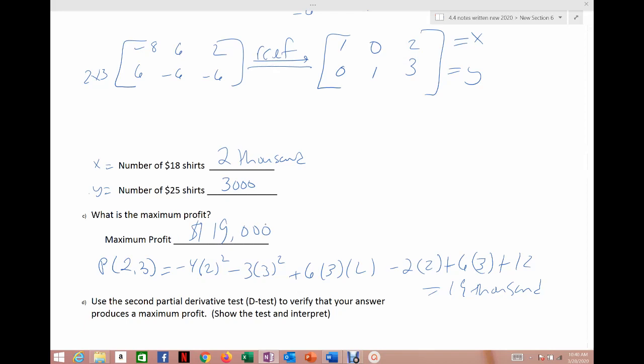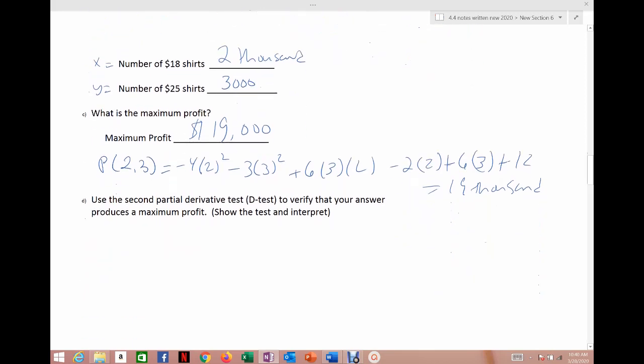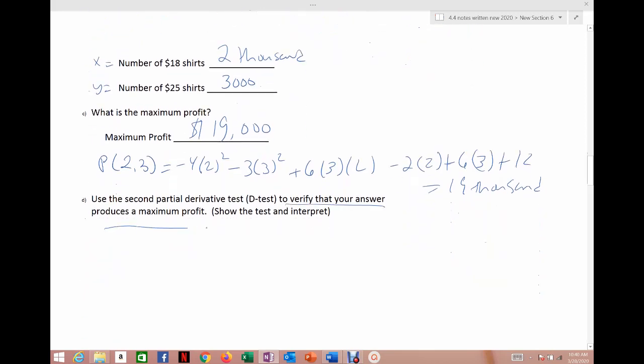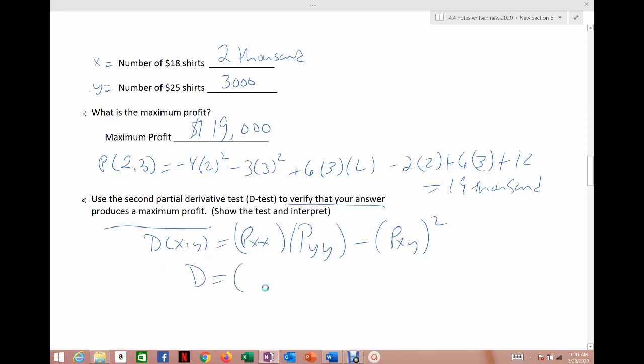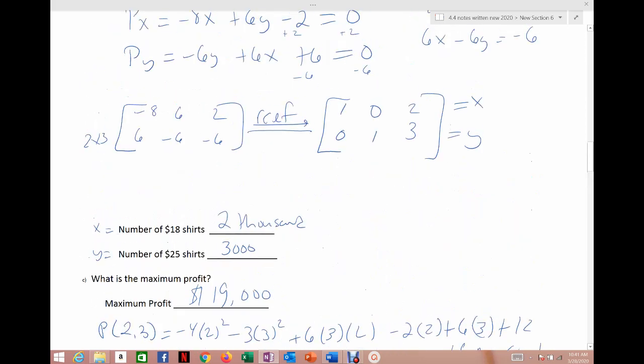And then again, just like with the one variable case, we always want to verify that your answer does give us the maximum profit that we said it does. This is sort of the check step. Did we actually find the optimum value? Remember, the D formula is first the second derivative with respect to x times the second derivative with respect to y, minus the mixed derivatives squared. With the linear cases, those will always come out numbers. So I'm going to go back up to my derivatives.